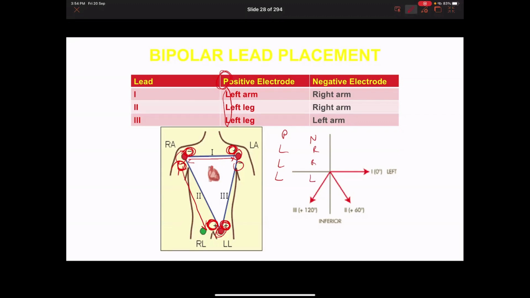I don't know if this helps you guys or not. You can make mnemonics however you can remember them. But just remember the positive electrode is always on the left side. If you draw this triangle, you will easily remember it in the exam. Just draw it this way: you have right arm, left arm, left leg, and that's it, there's no right leg. This is lead 1, this is lead 2, this is lead 3. These will read the impulses from the heart going in the frontal plane.